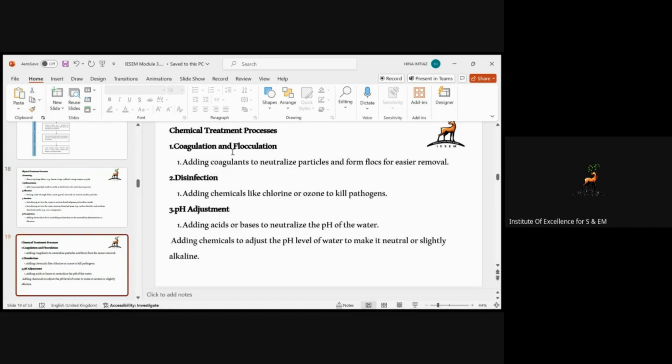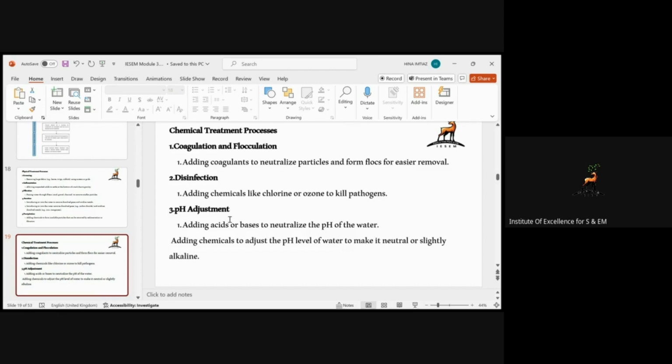Next is the chemical treatment process. It includes coagulation and flocculation. You can add coagulants, which are easily available in the market, to neutralize the particles and form flocs for easier removal. The second step in the chemical treatment process is disinfection. It is basically the addition of chemicals like chlorine or ozone, which can be used to kill pathogens.